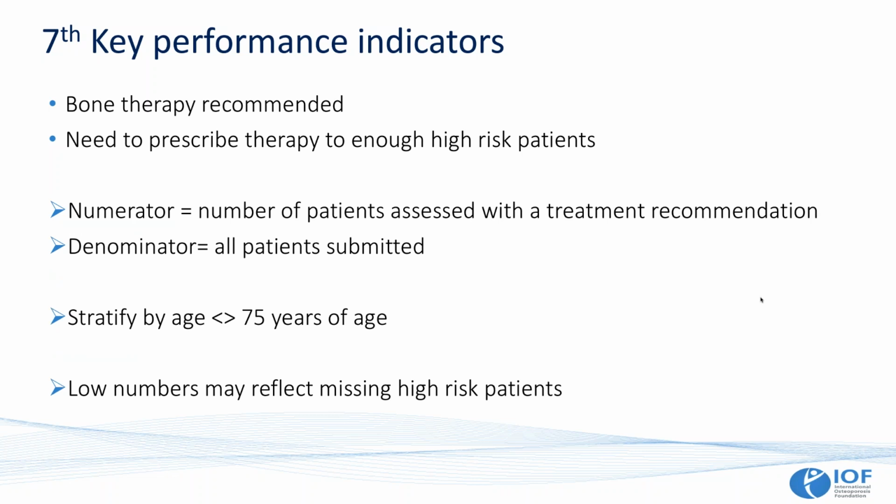So we're now on to the seventh key performance indicator, and this is the real critical one. This is about bone therapy recommended. And this is important because we have to put into place risk assessment and systematic assessment of refracture risk and also therapy appropriateness to make sure we prescribe enough high-risk patients. We're fully aware of the published care gap, and that if we have a decision to treat or not to treat, we should probably treat, because when one stands back and looks at the international data, we are generally under-treating high-risk patients.